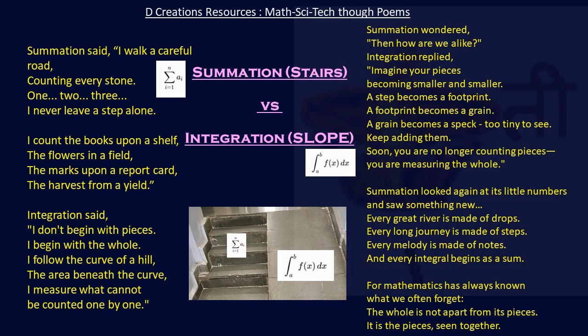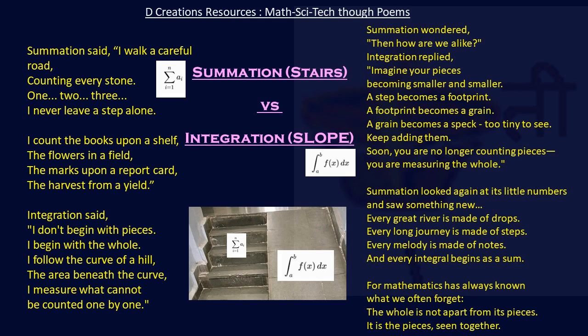I follow the curve of a hill, the area beneath the curve. I measure what cannot be counted one by one. Summation wondered, then how are we alike? Integration replied, imagine your pieces becoming smaller and smaller. A step becomes a footprint, a footprint becomes a grain, becomes a speck too tiny to see. Keep adding them. Soon, you're no longer counting pieces, you're measuring the whole.